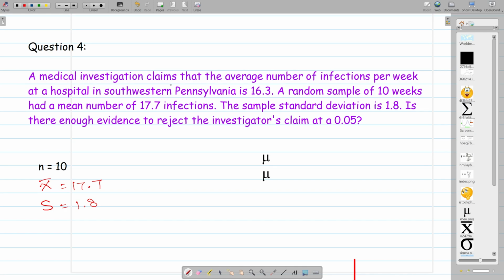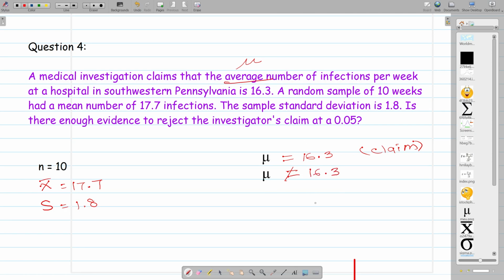A medical investigation claims that the average, so our population parameter is mu, number of infections per week at a hospital in southwestern Pennsylvania is 16.3. So the claim is mu equals 16.3. This time our claim has the equal mark. Write down the symbolic opposite of the claim, that is mu not equal to 16.3.